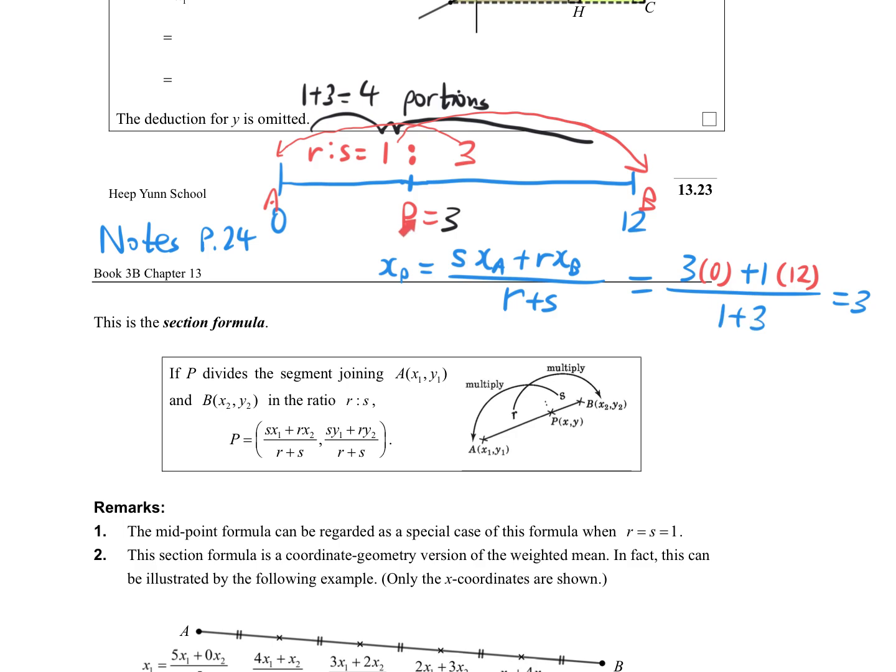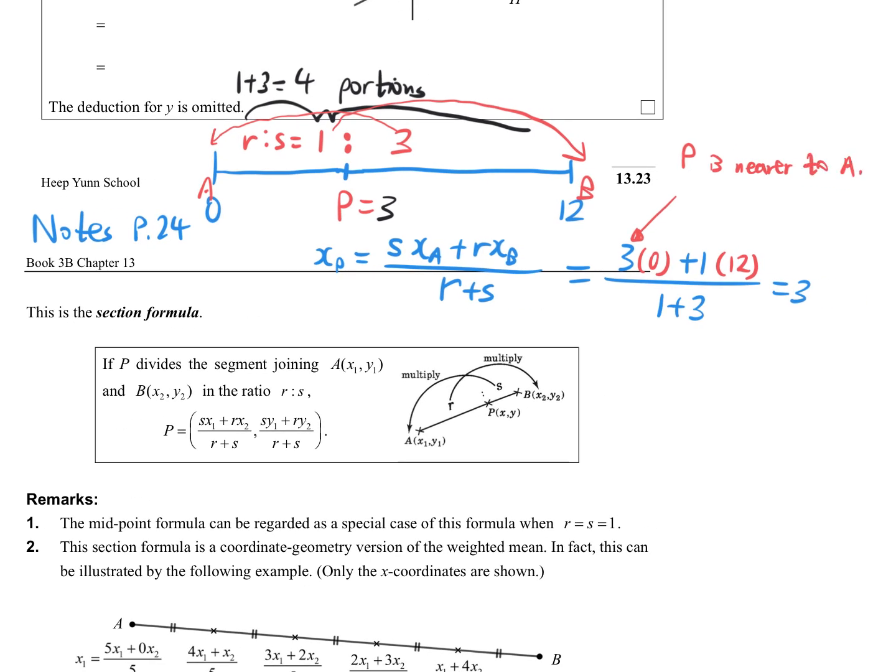And P is nearer to which point? P is nearer to A. You agree, right? If P is nearer to A, the effect, or the influence of A, is larger. The 1 to 3 ratio means that B is so far away that its influence on the coordinates of P is smaller. So we multiply the coordinates of A by 3 and B only by 1, indicating that A has a larger effect on the final coordinates of P.